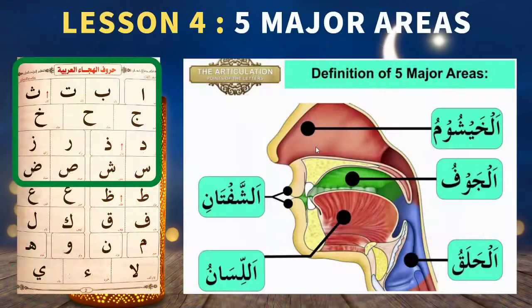So when you're reciting the book of Allah subhanahu wa ta'ala, you're reciting sounds and words that came from letters that Allah has given us the ability to produce using these 5 major areas. That's so amazing. Another amazing creation of Allah. There you go. So we're going to learn these 5 areas in the Arabic language.